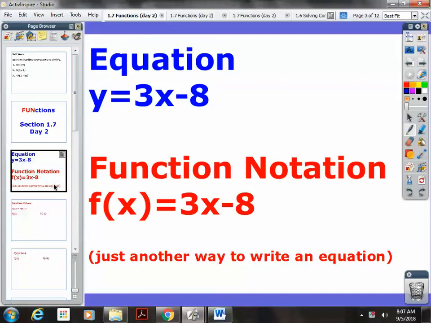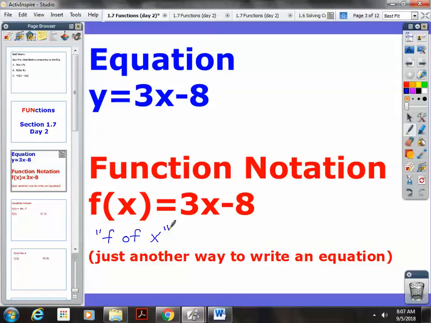It has f of x. It doesn't mean f times x. f of x simply means this is function notation. We're going to put a value in for x. So, again, this is red, f of x. It's basically just another way to write an equation.